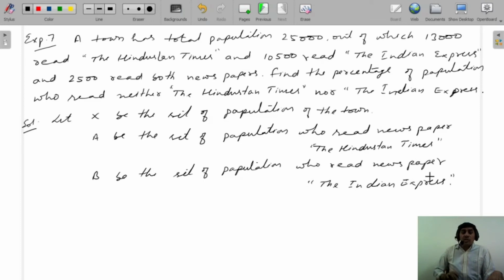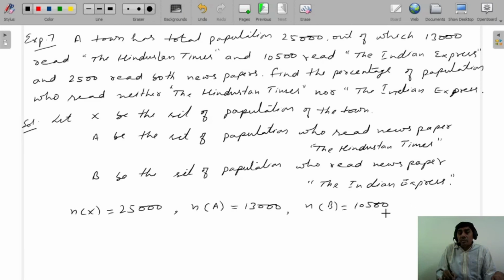Then according to the question, n of X is equal to 25,000, n of A is equal to 13,000, n of B is equal to 10,500, n of A intersection B is equal to 2,500.